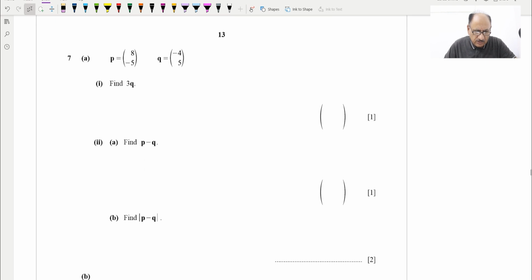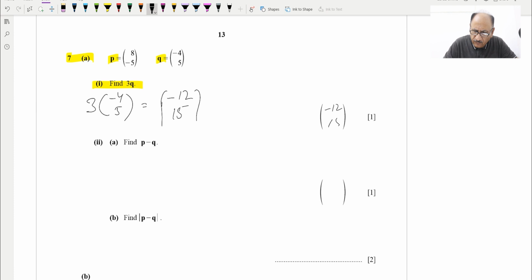Now this one, question number 7, is an easier one. A is given, P and Q are given, find 3Q. So this one is Q, and we will be multiplying this by 3: 3 into minus 4 and 5, and this will be equal to minus 12 and 15. So this will be our answer, minus 12 and 15. This is for 1 mark.